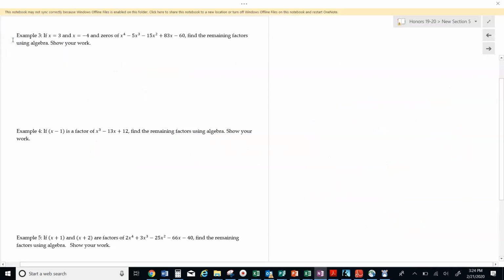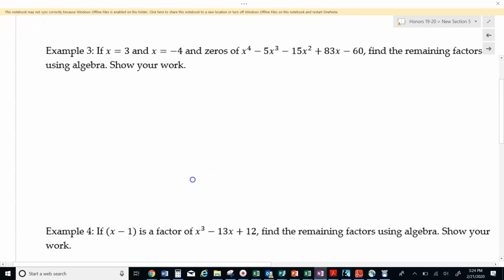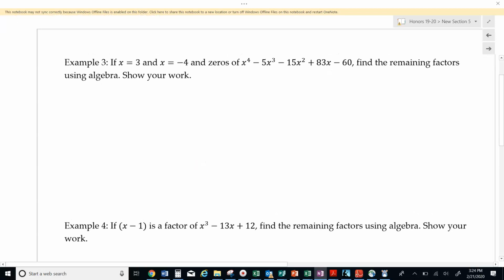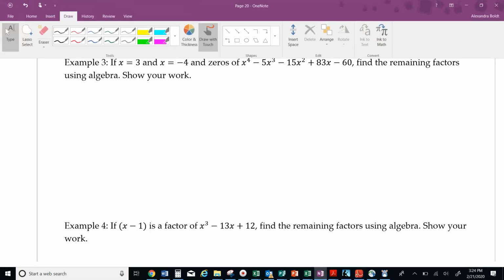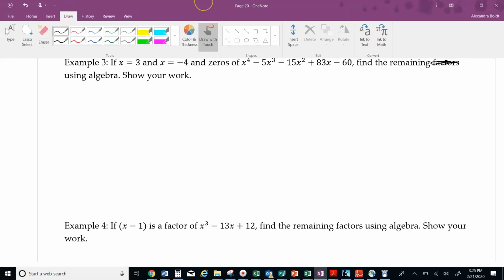Okay, now I have 2 of them. If x equals 3 and x equals negative 4 are zeros of x to the 4th minus 5x cubed minus 15x squared plus 83x minus 60, find the remaining factors. Should I just change that to find the remaining zeros? Okay. Starting with zeros, so I'm going to find the zeros.